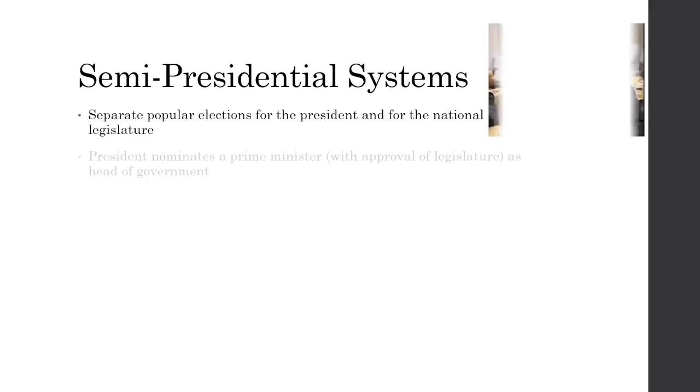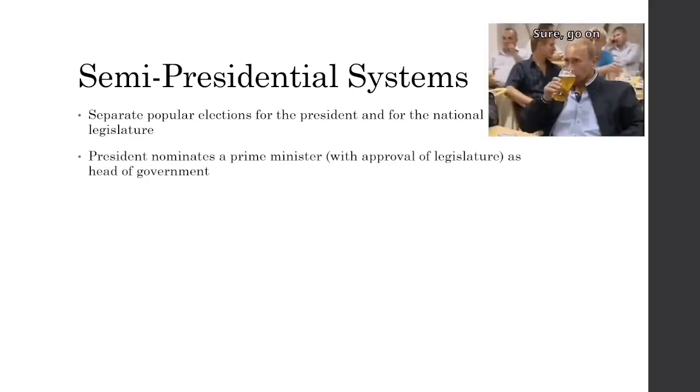Let's talk about our final political institution, which is a semi-presidential system. So these have separate popular elections for the president and for the national legislature, just like our presidential system. But the president nominates a prime minister with approval of the legislator, so he can't just recommend and bring in his brother without the legislator's approval, and they'll serve as the head of government. So that means the president is the head of state, while the prime minister is the head of government.